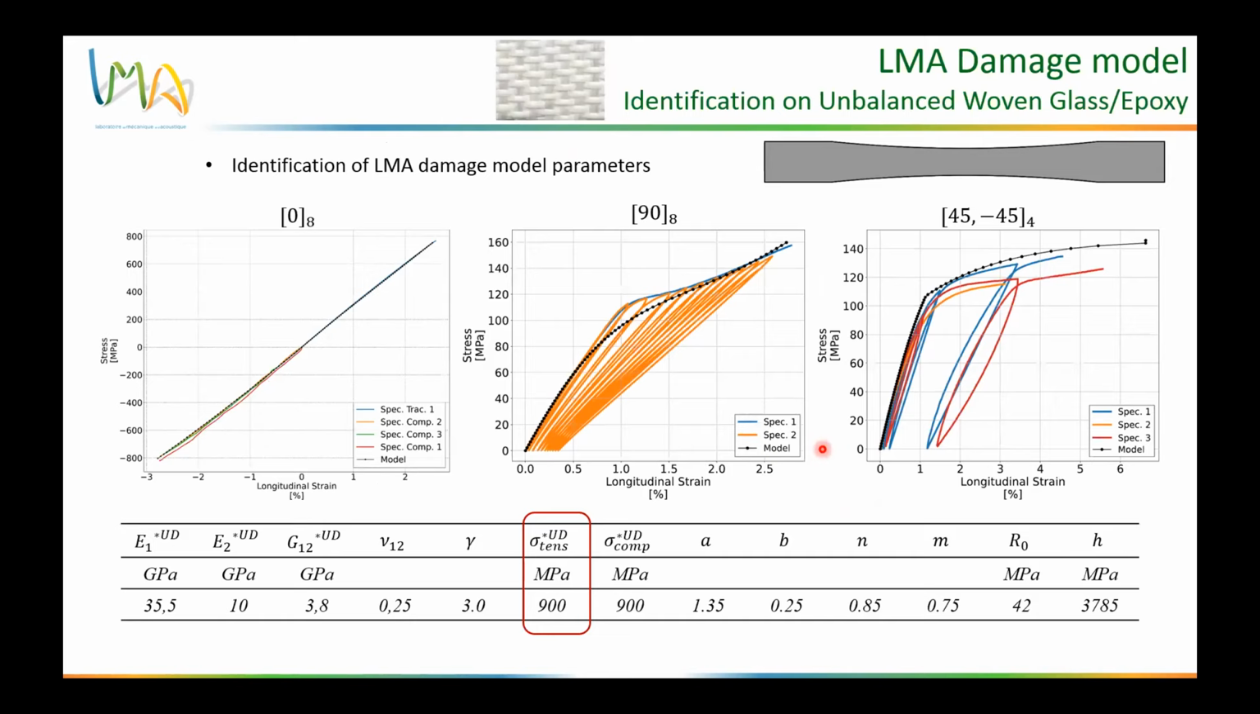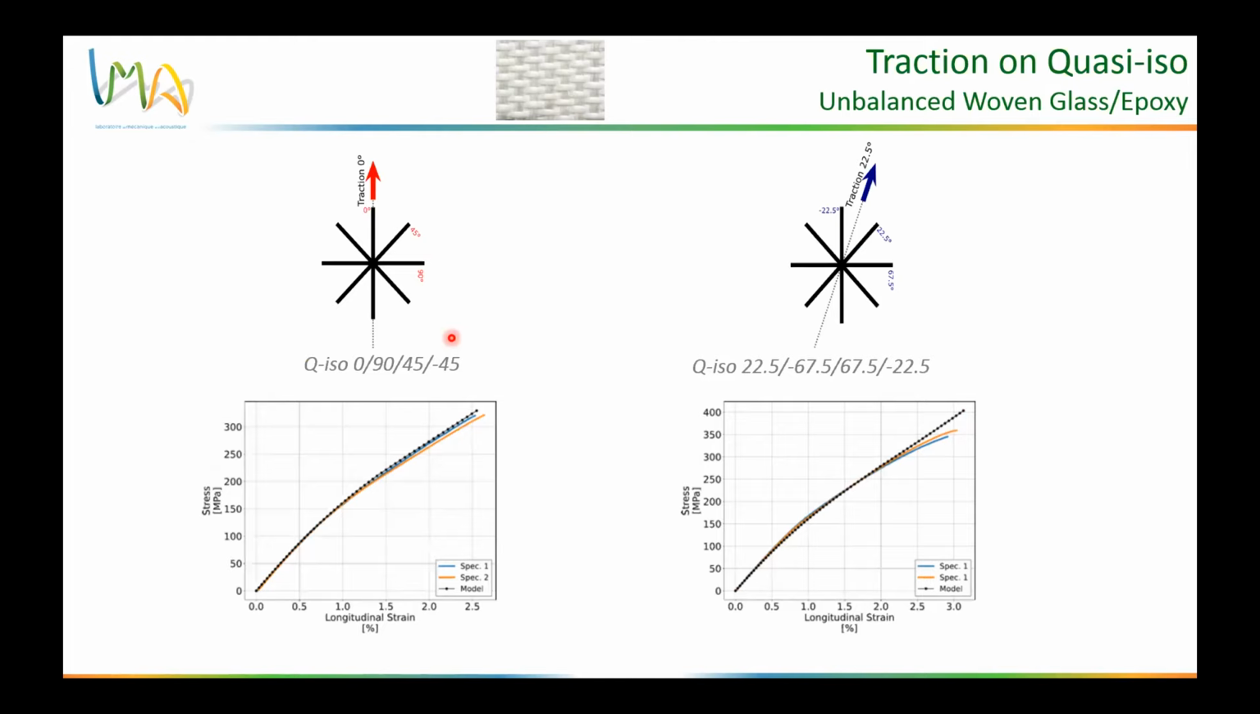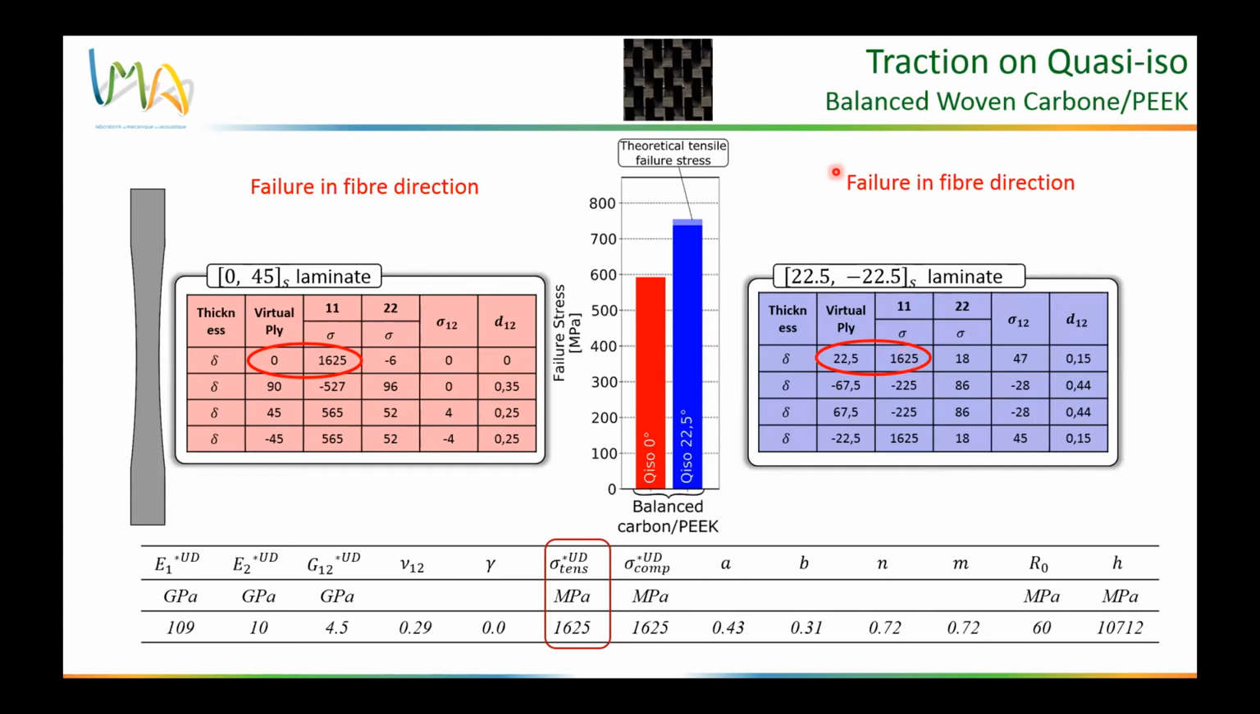Here we have the identification of the model for the unbalanced woven ply glass epoxy with shear damage here, transverse damage here, and the brittle behavior in the fiber direction with the maximum stress here. In this case, the in-plane stresses model works very well for the traction in the fiber direction with the failure of the fiber. And it works correctly when you have a traction along the bisector, because we used woven plies which have a better resistance to delamination, which is confirmed in this case with a balanced woven ply and PEEK resin, which is very resistant to delamination.